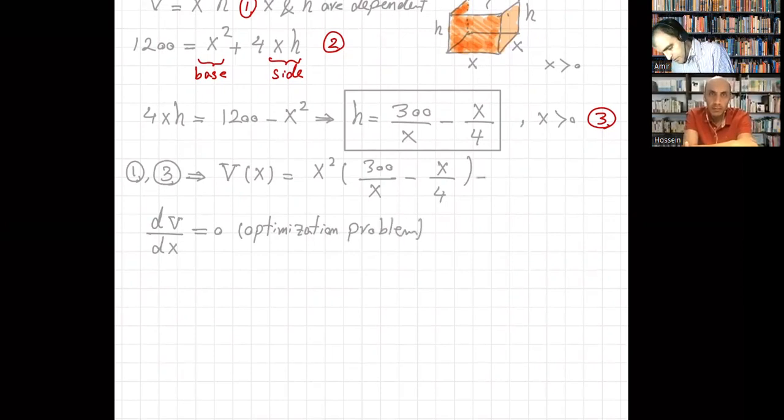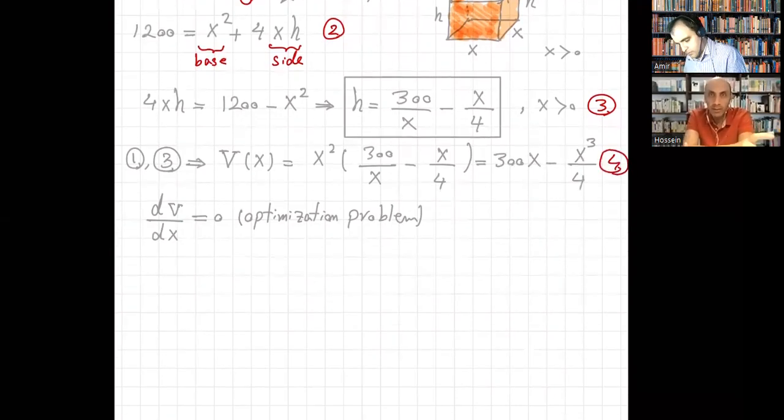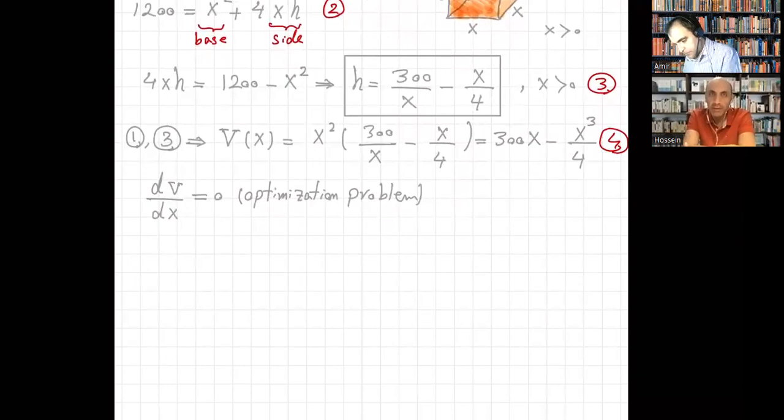Let me just distribute x inside the brackets. So it's going to be 300 times x minus x cubed over 4. Correct? Yes. Okay, this one is easier to work with. So I call this number 4. And your goal is to find the x such that v of x is maximum. Yes, that's correct. This one is the goal, actually.